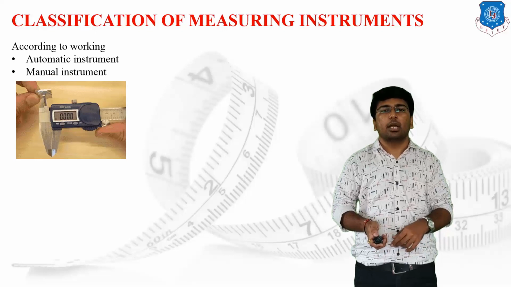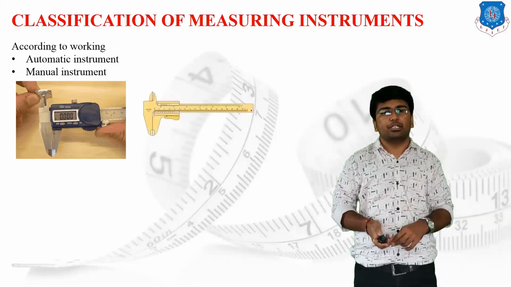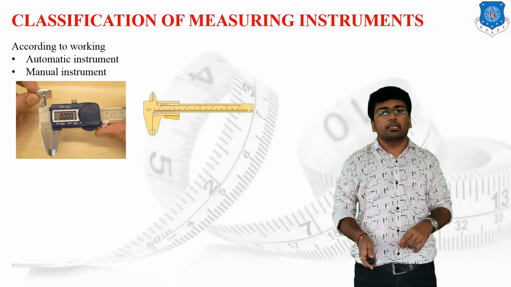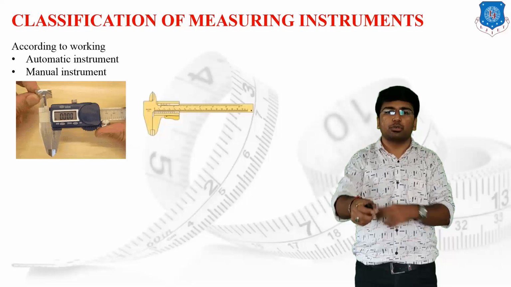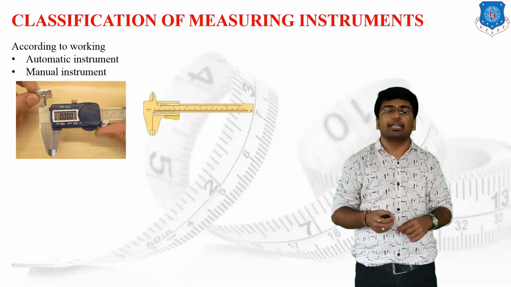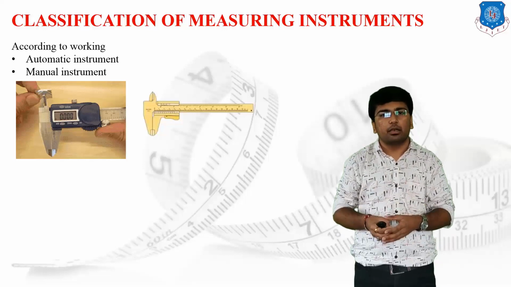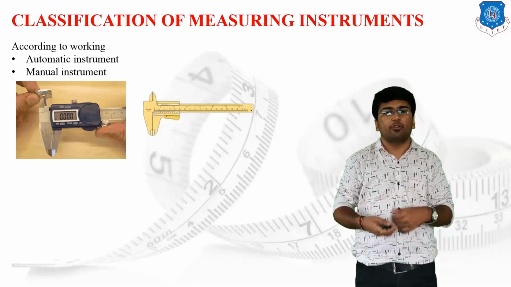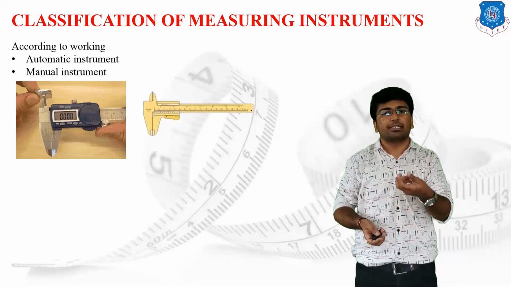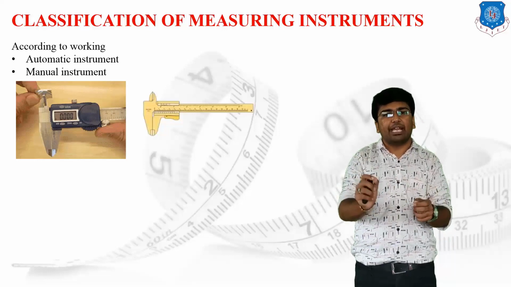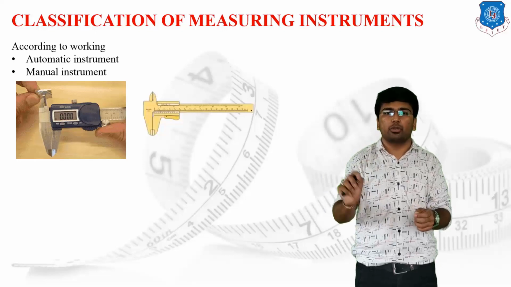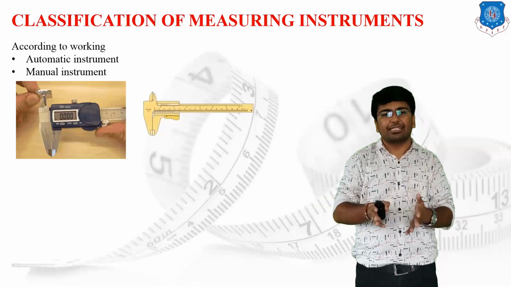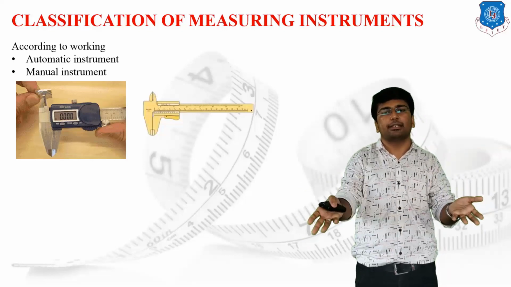The second one is the manual instrument. In the manual instrument, as you can see on the screen, it is the same vernier caliper. The first one shows the automatic, and the second one is the basic, or we can say the manual vernier caliper. Suppose I have to measure the dimension with the vernier caliper. I will put the workpiece inside the jaws, open the vernier caliper, note down the main scale reading, note down the auxiliary scale reading, and then apply the formula to get the final reading from the main scale reading and the auxiliary scale reading.